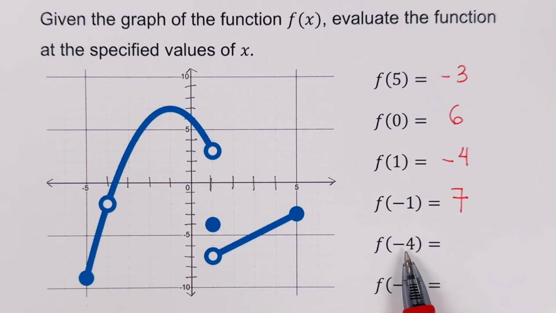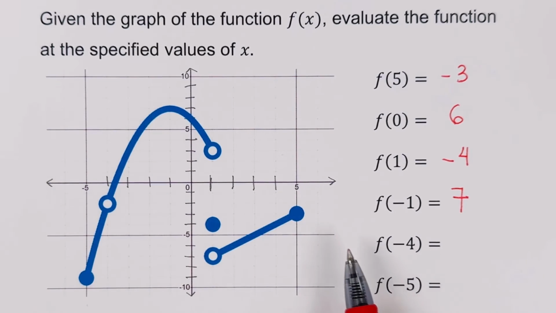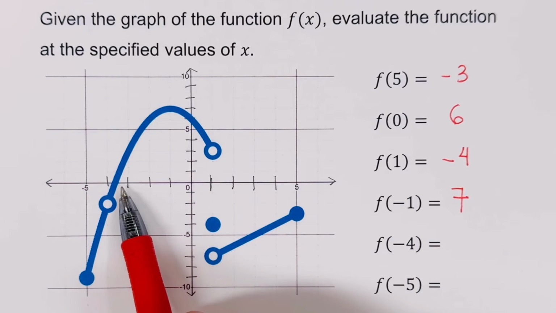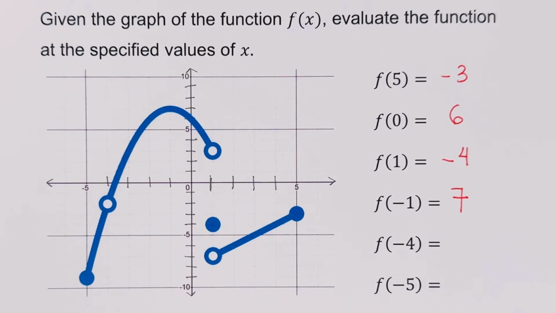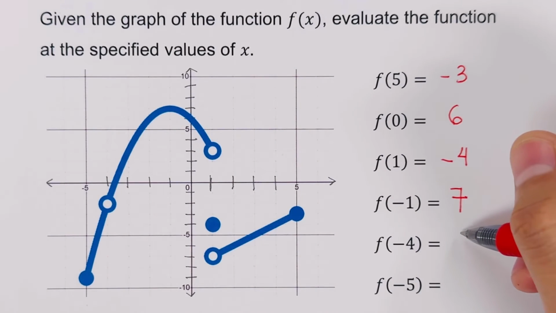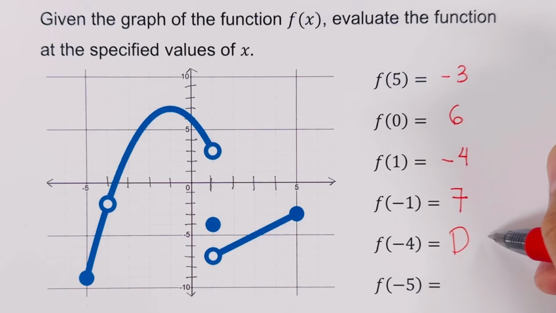We also have f of -4. That means if x is -4, what is our y value? So if x is -4, it's going to be right here. What is our y value? That's on the graph right here. This is an open circle. That means there is no value that exists there. So we can just say does not exist.